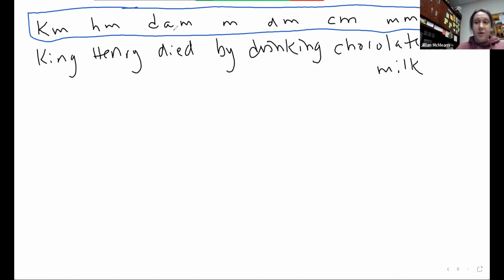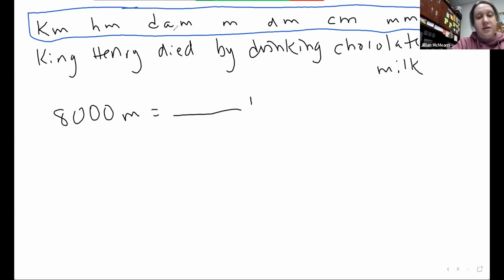And now let's look at how we would do this. So let's say we have 8,000 meters and we want to convert that to kilometers, okay? So what we do is we figure out where we're starting, okay? So we're starting right here.